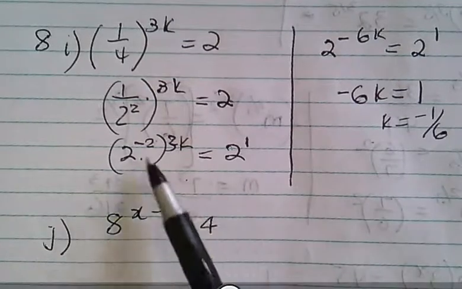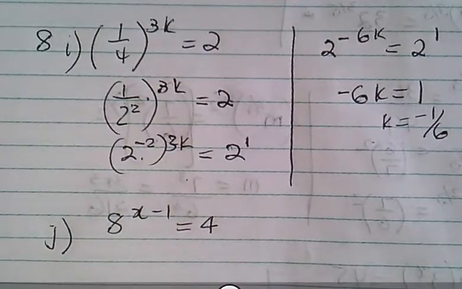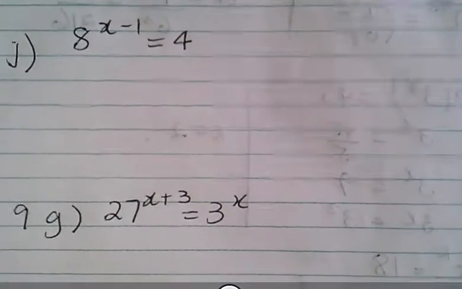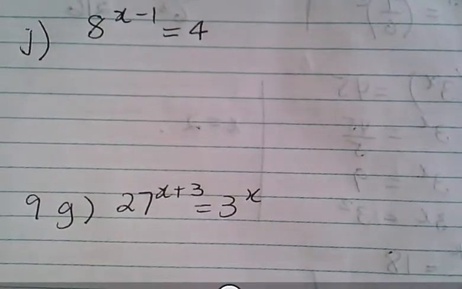Do you see why we've done this? It brings the 2's back onto the numerator. I don't want a 2 on the denominator. Okay? All right. Now, J, writing them both with base 2.